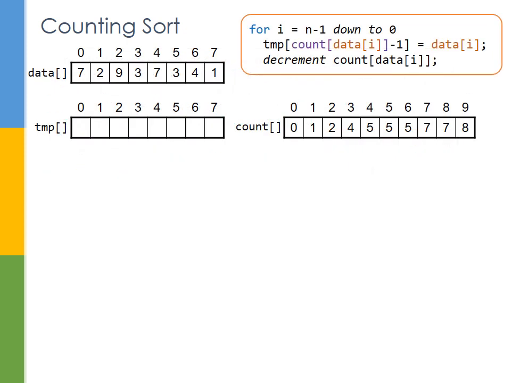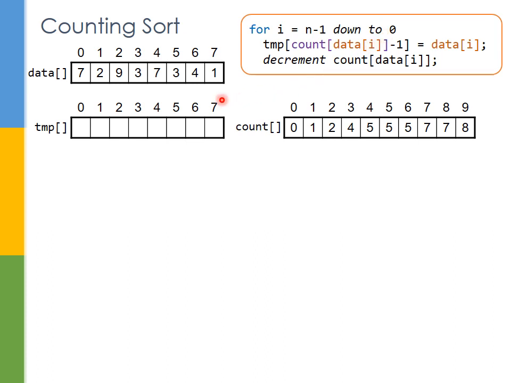So this is the current state of our data array and our count array. We also now create a temp array. And this then has the same number of elements as our data array, but it's currently unpopulated. So now we need to enter this for loop within our counting sort algorithm. And this runs then with our loop control variable i from n-1 down to 0.